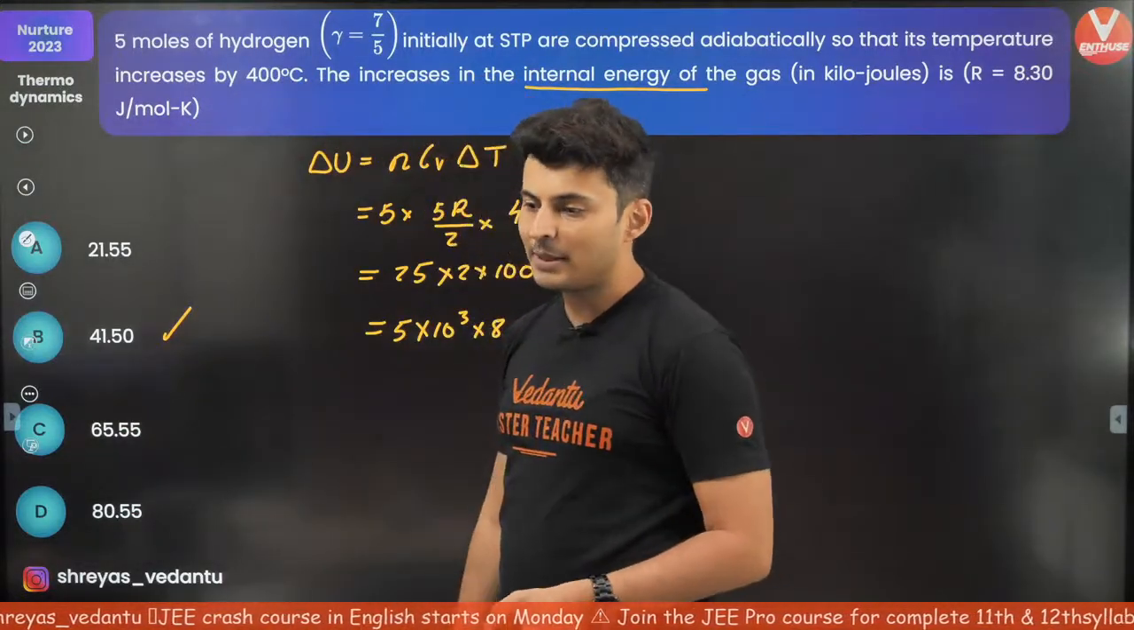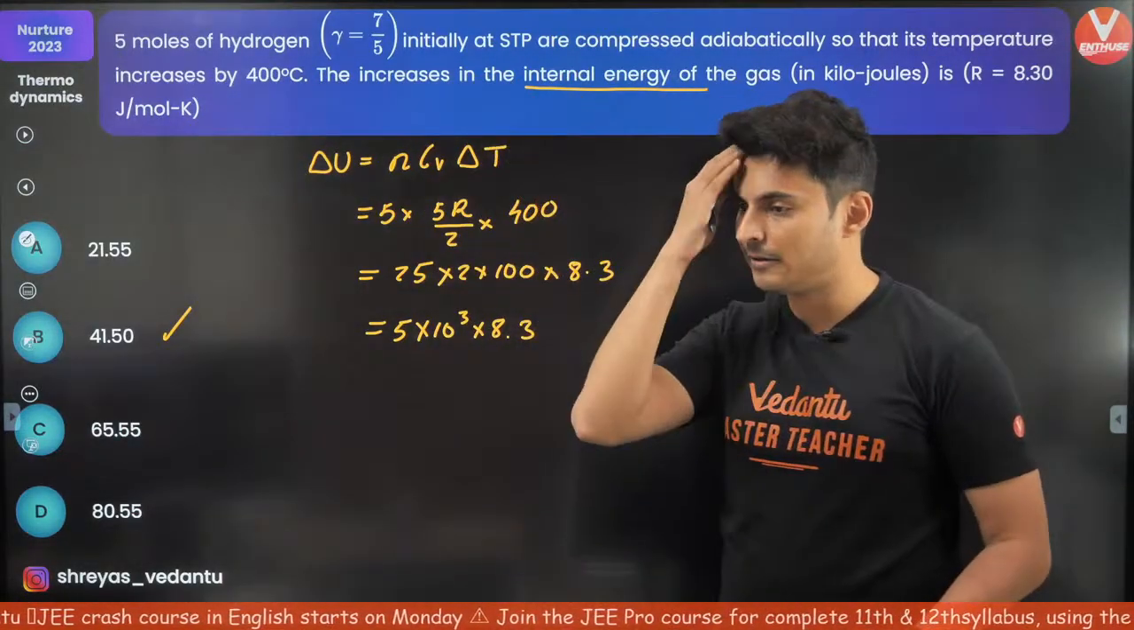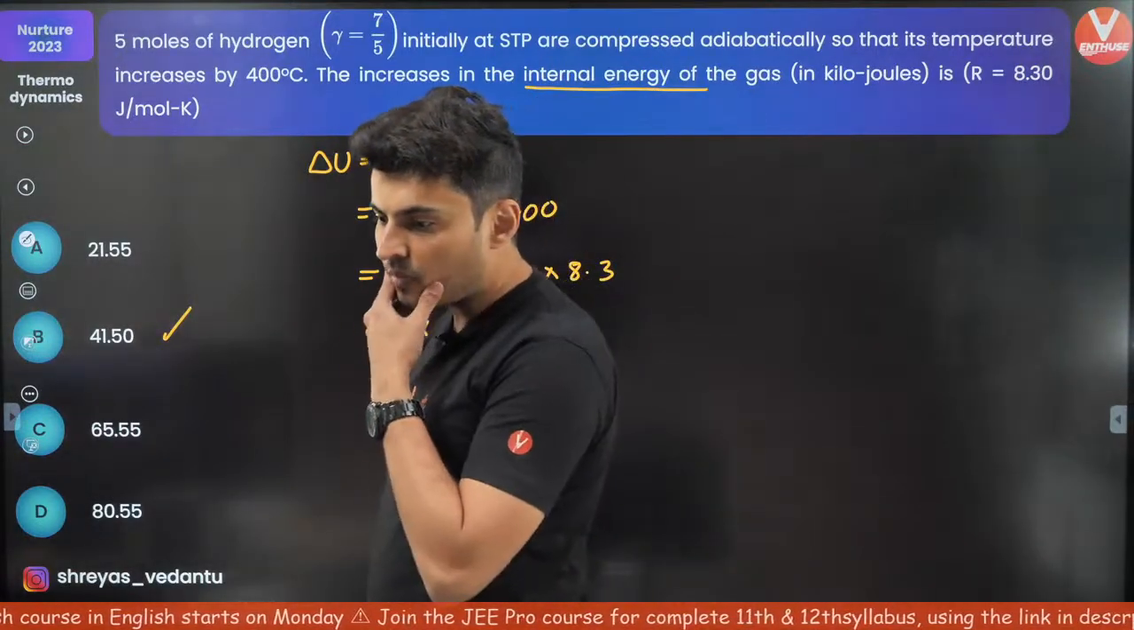Yep. Gamma is Cp by Cv. Yes, that's the ratio. Correct, Kalai Selyan. Yep, it is. All right.